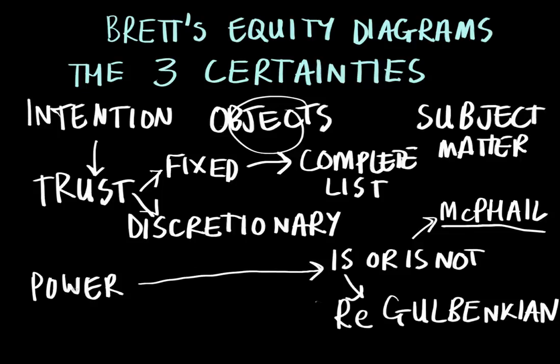If, however, the settlor intended to create a power, the test is still the is or is not test. It must be said with certainty whether any given postulant is within the scope of the power or not within the scope of the power, and the test there comes from Re Gulbenkian. Certainty of subject matter is simply a requirement that the subject matter, the property of the trust, is certain. So the trustee must know which property they're entitled to give away to beneficiaries.